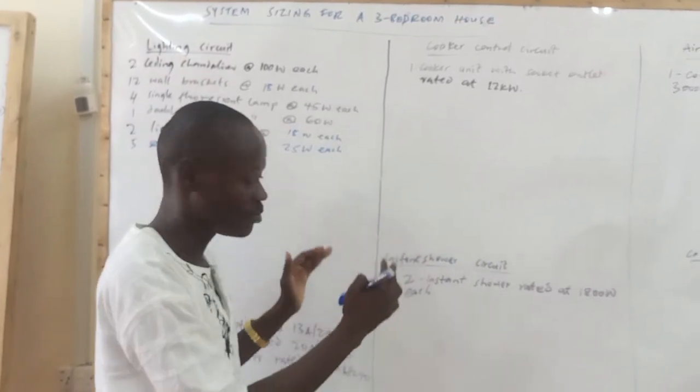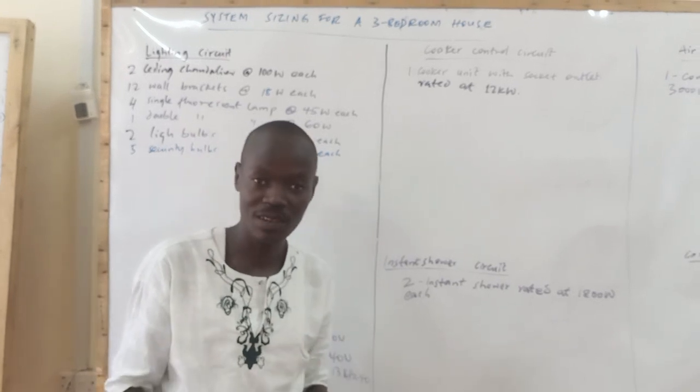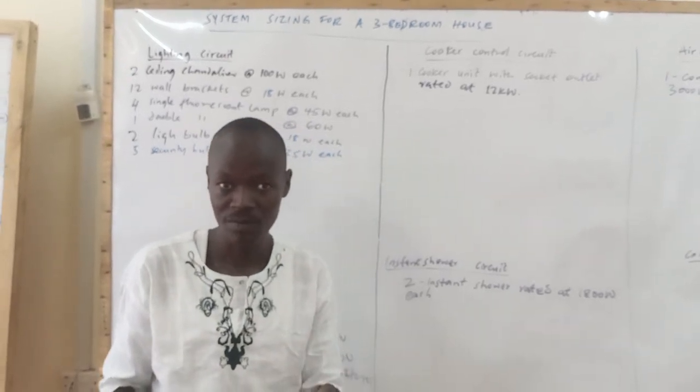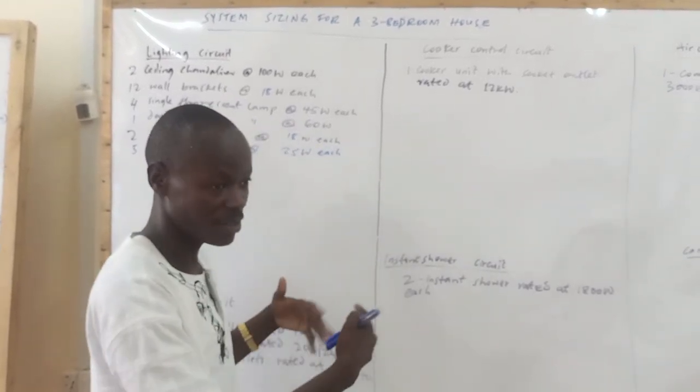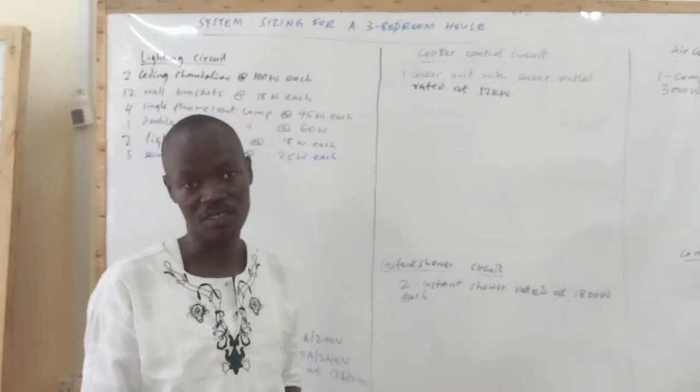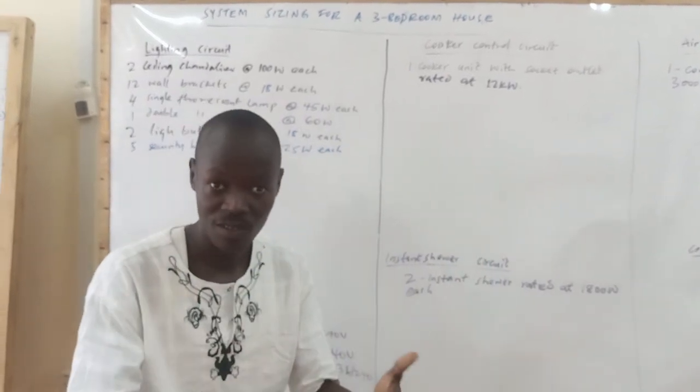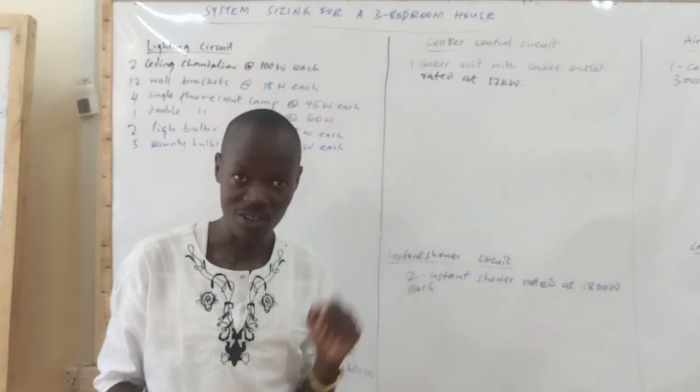Then part of this designing also involves preparing the layout diagram as well as the wiring diagram. And as we proceed with the designing, we also have to come up with a list of material. That one I'll be doing in the next video. But for this case, we are going to sizing.